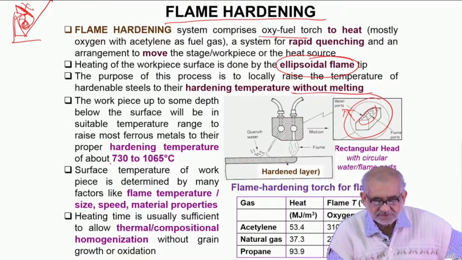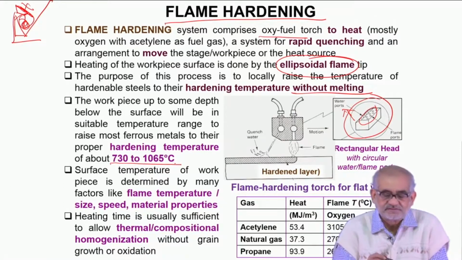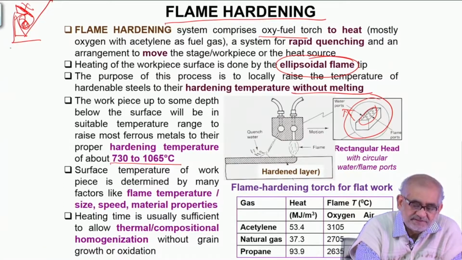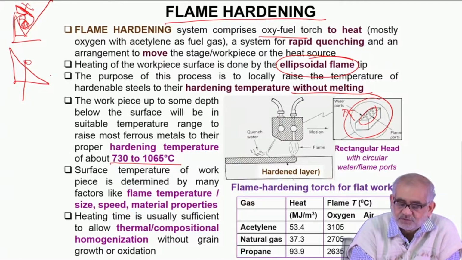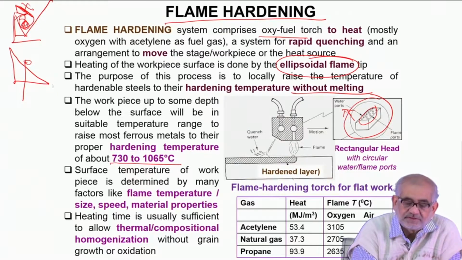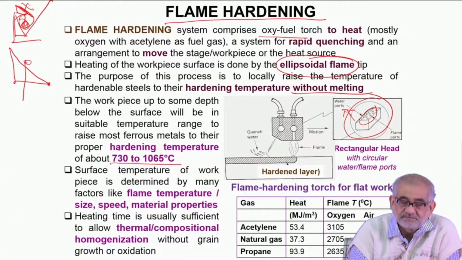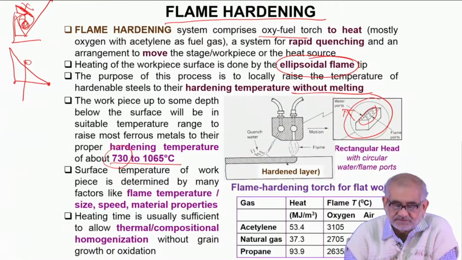The typical hardening temperatures would be about 730 to 1065 degrees centigrade. This essentially depends upon AC3, and depending upon the composition that you are talking about, it can be on the higher side. For about 0.3% carbon, you go to a temperature which is close to 1000 or a little over 1000 degrees centigrade. But if the composition is 0.6 or close to eutectoid point, then you're talking about 727 plus about 50 degrees. So, something like anywhere between 730 to 780 or that kind of a temperature range.